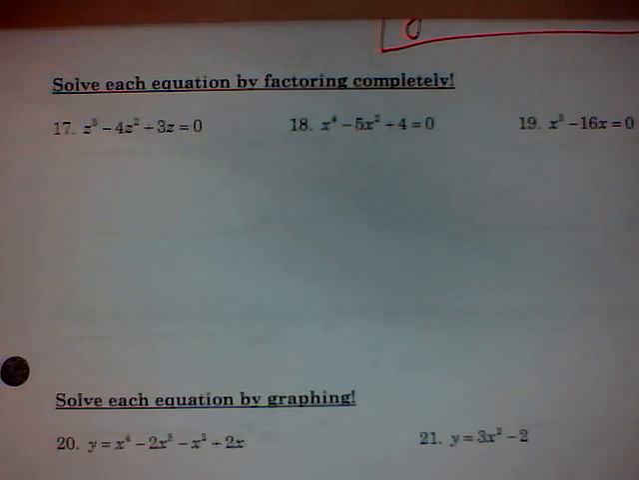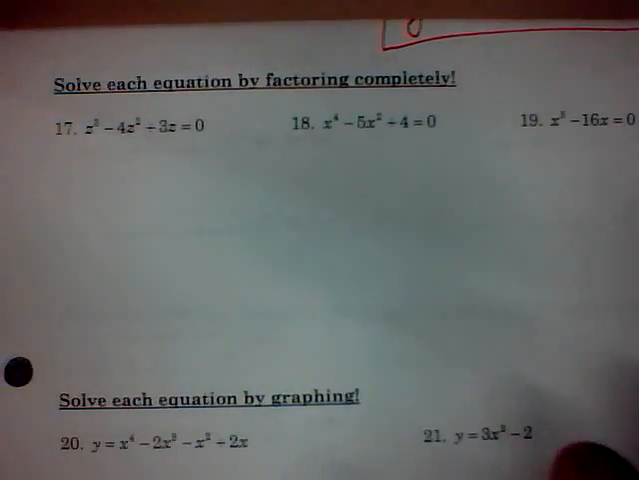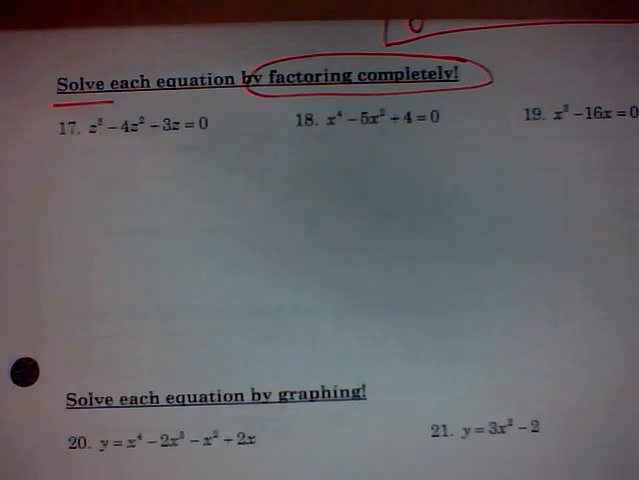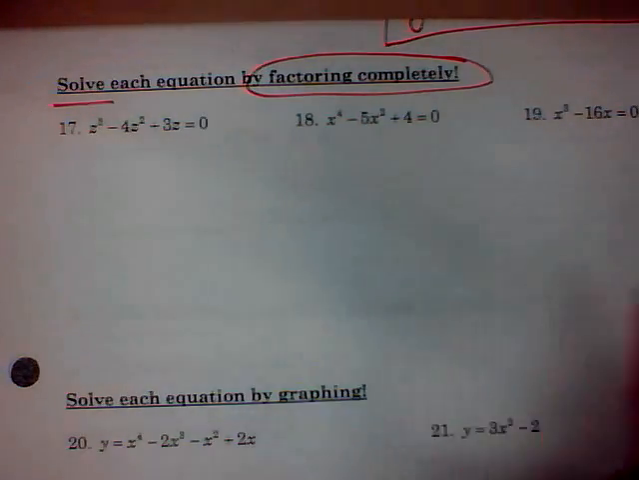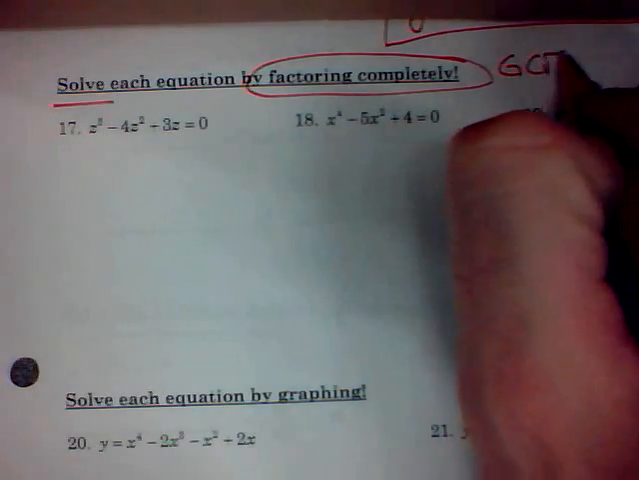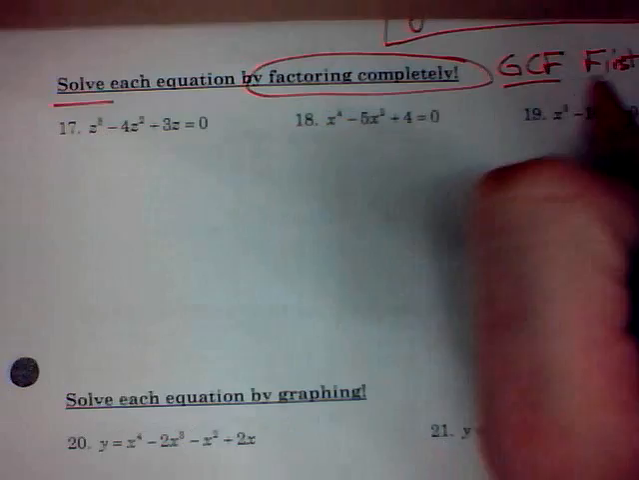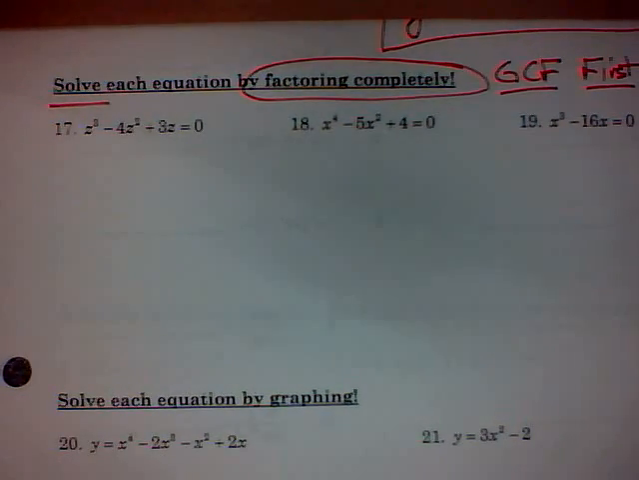All right, on questions 17 through 19. Here, we want to factor completely, and we want to get the solution. So we're solving by factoring completely. So remember the first type of factoring we're going to do. We're going to do greatest common factor first. Always check for greatest common factor first.